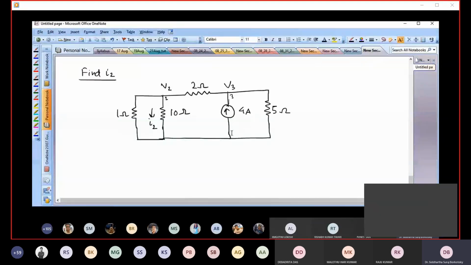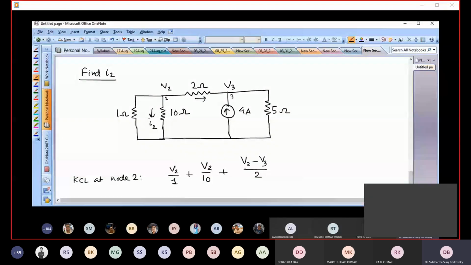So now what will be the KCL at node 2? The KCL at node 2 would be V2 divided by 1, the current flowing through the 1 ohm resistor from V2 towards the ground, plus V2 divided by 10, which is just the current I2, the current flowing through the 10 ohm resistor from V2 towards the ground, plus V2 minus V3 divided by 2. So that is the current flowing through this 2 ohm resistor.